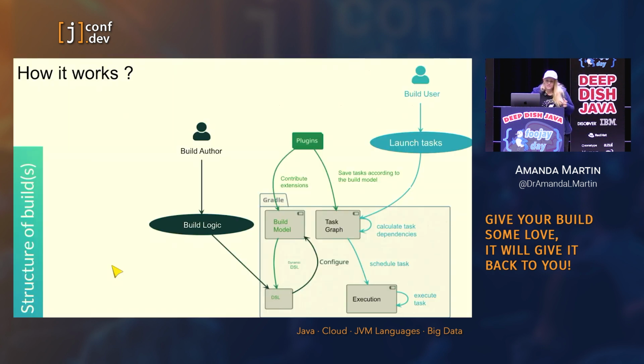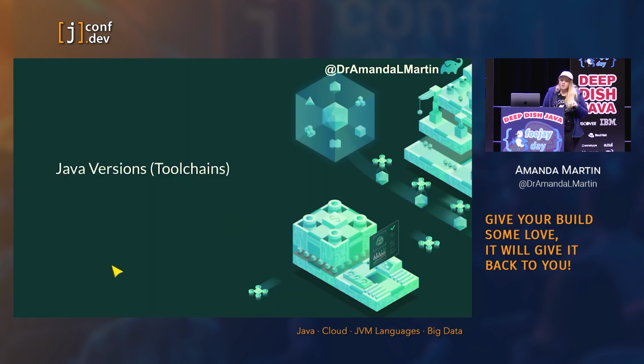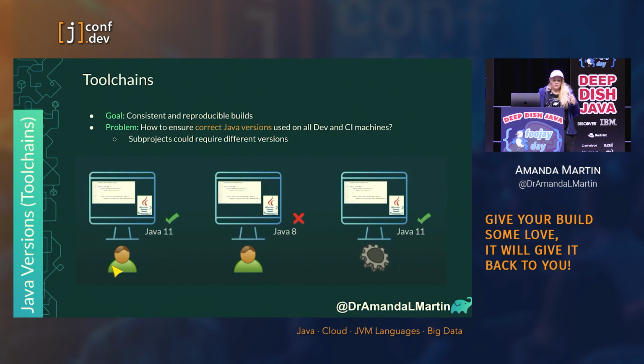Okay. We can spend more time on this, but I want to move on since we have a lot of performance stuff. Now it's getting into the details of what software engineers probably want to know. First one is the Java toolchain.